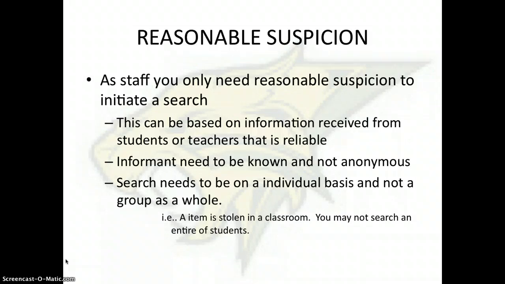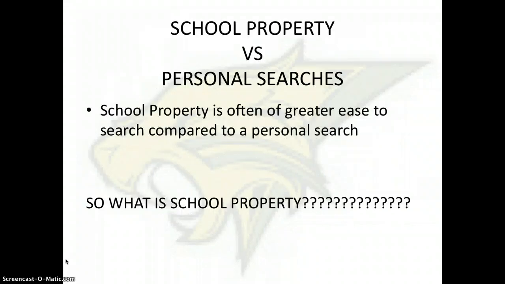These informants need to be known and not anonymous. A reasonable action is not an anonymous note saying that so-and-so did this, so-and-so does that. The informant needs to be known, and the search needs to be on an individual basis and not a group as a whole. For example, you are not allowed, if an item was stolen in your classroom, to search all 30 students in your classroom. It needs to be based on an individual basis.